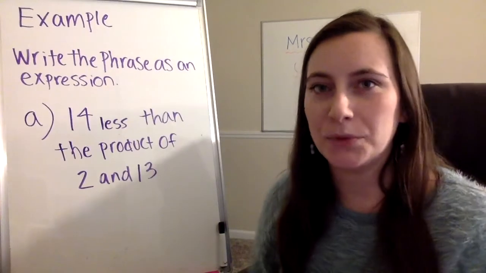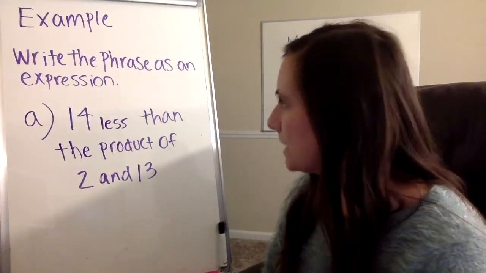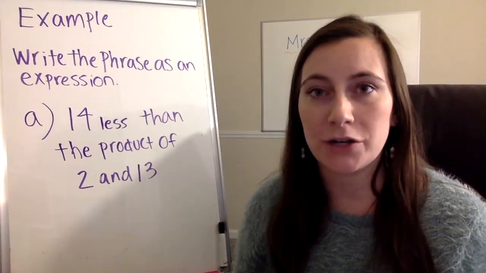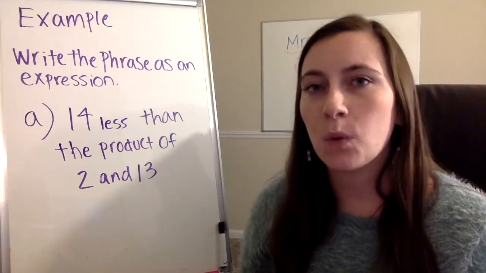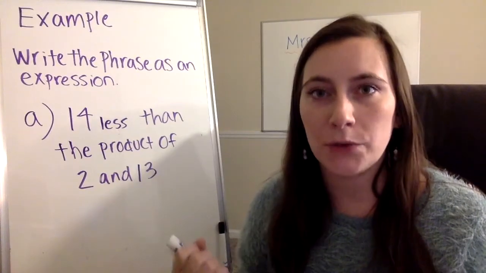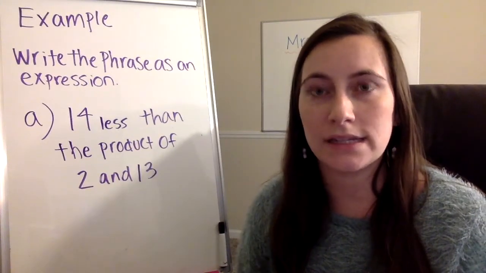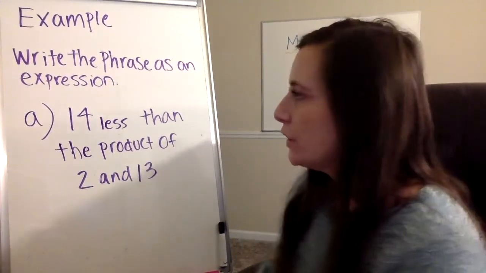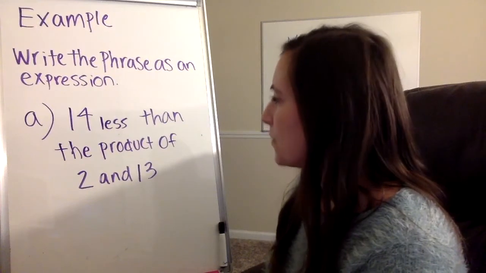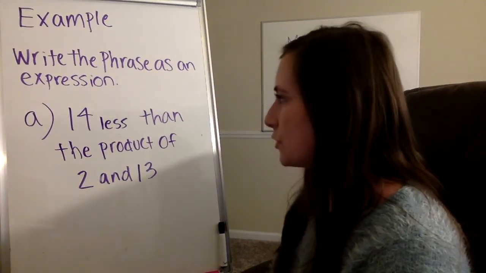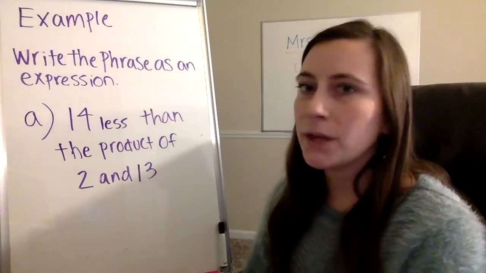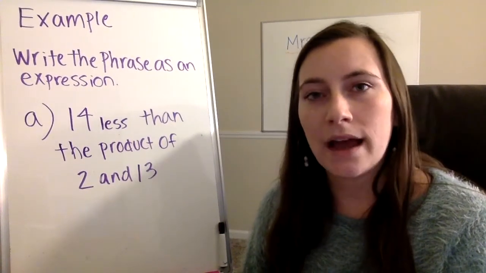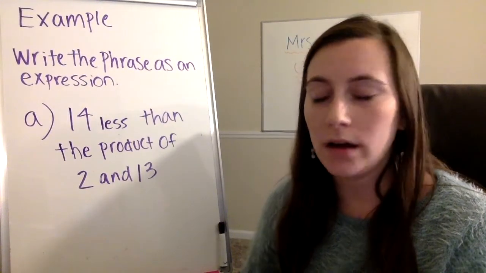Go ahead and do another example together. So looking at this phrase, again, I have to rewrite the expression based off what I'm reading. So what's important here is, again, pulling out those key words that I had shown you the list of before and being able to correspond the correct operation with it. 14 less than the product of 2 and 13. So hopefully you're able to recognize that in this expression, we actually have 2 operations going on here.